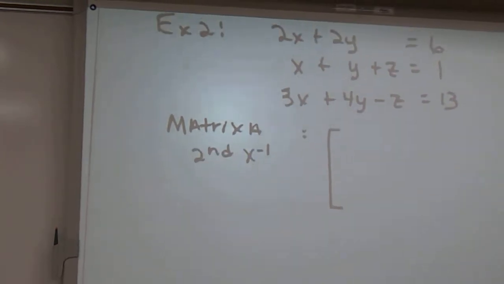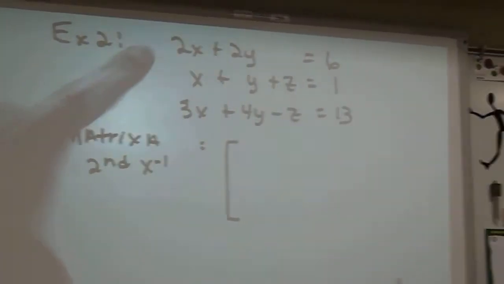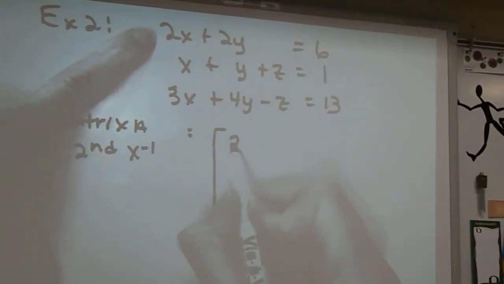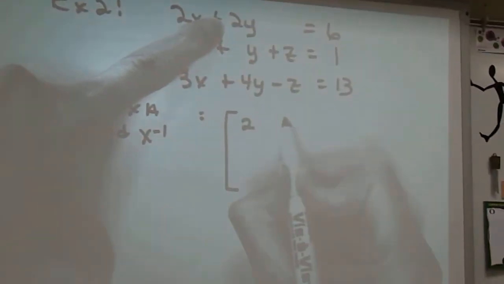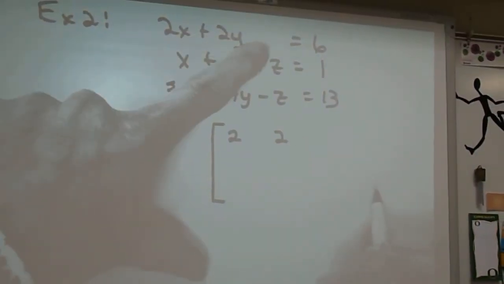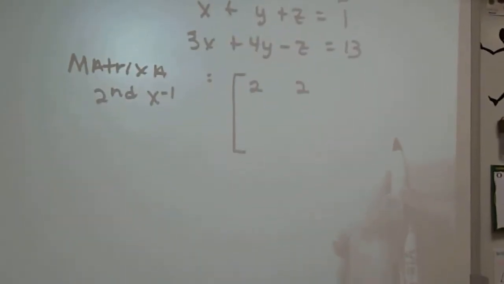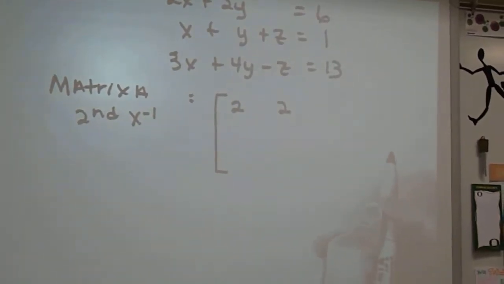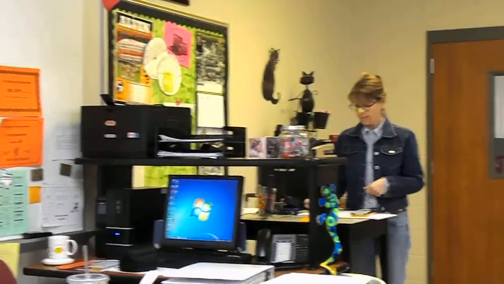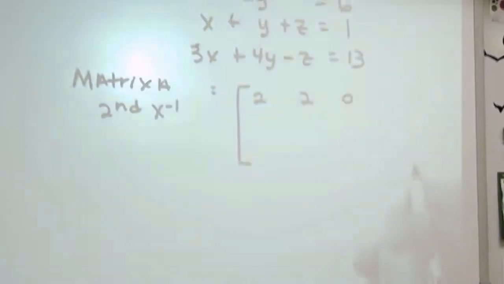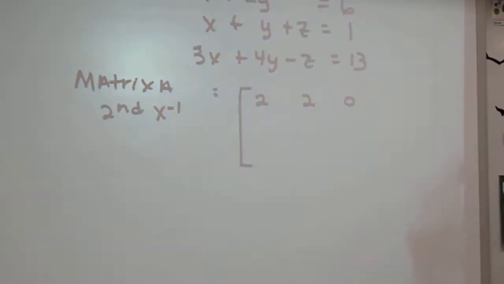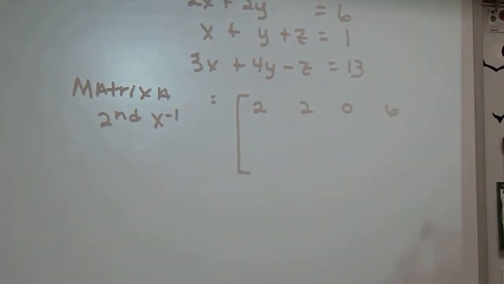Let's start with the first row. We know our first element better be 2, then 2, but we're missing the z term. What do you think? Wouldn't it be 0? It would. Very good. So if you don't see a term, it's got to be 0. And then put the 6. That's our last element in that row.